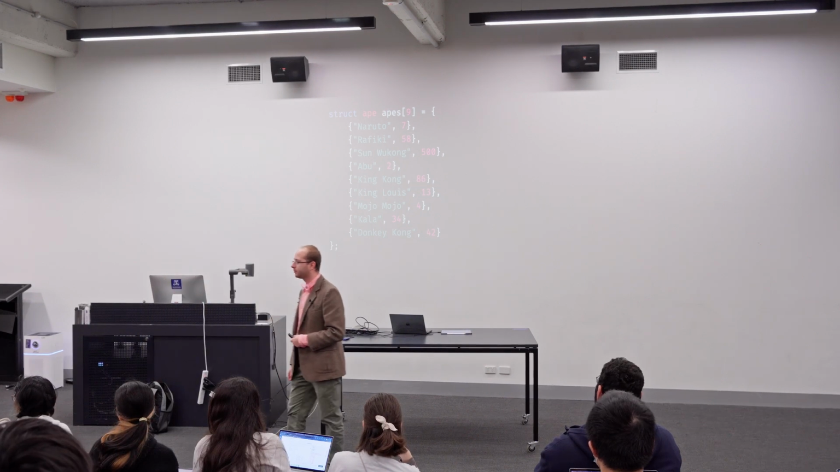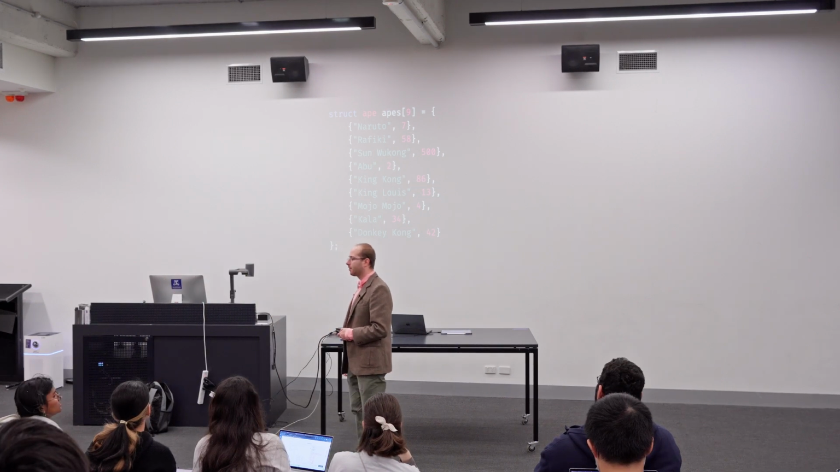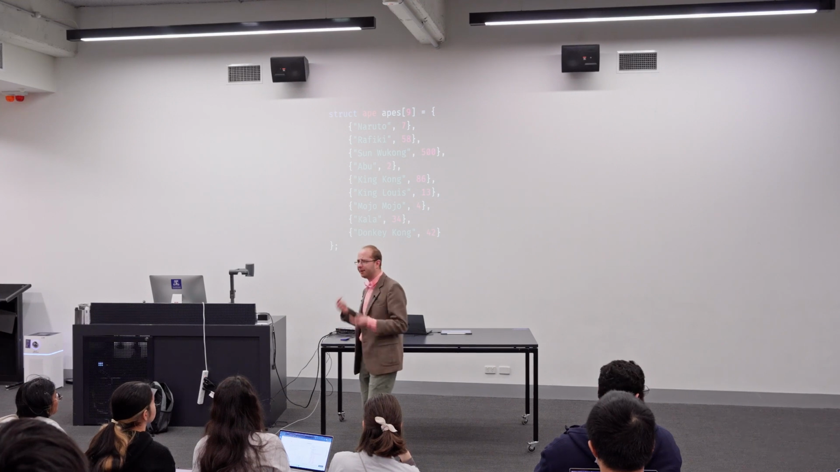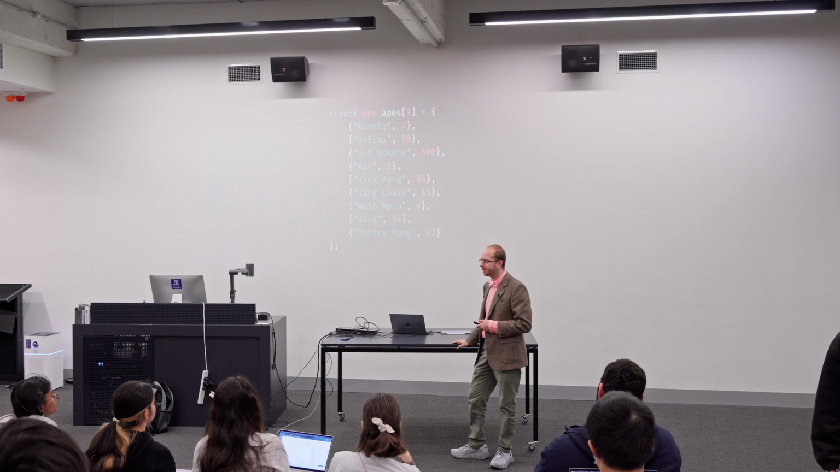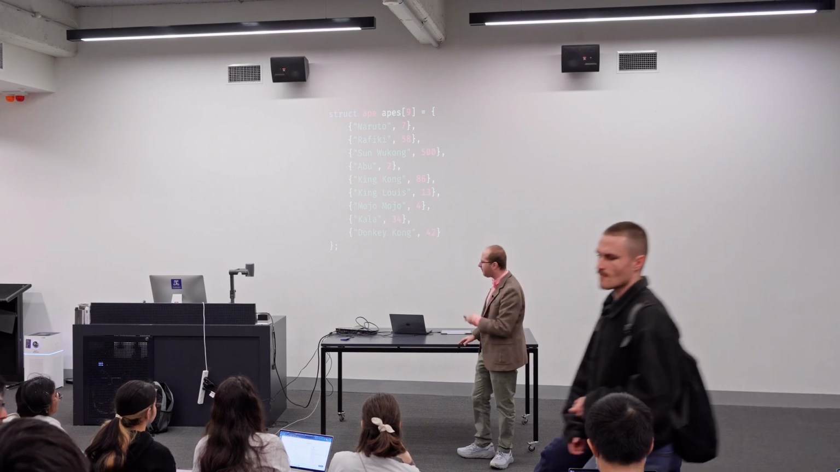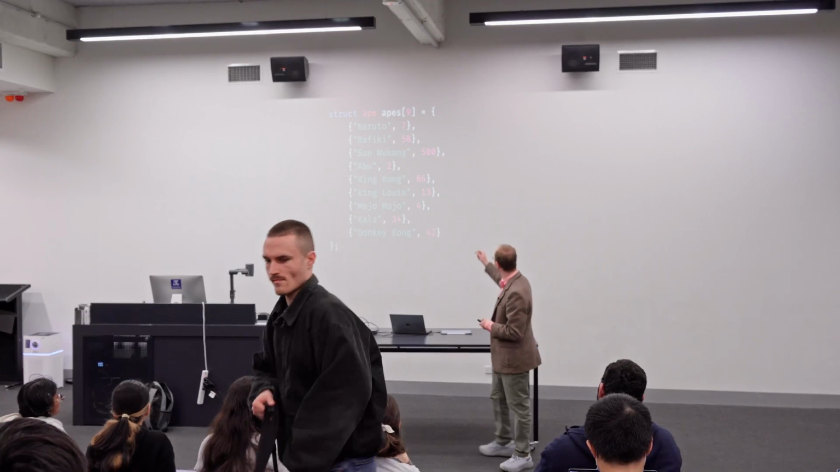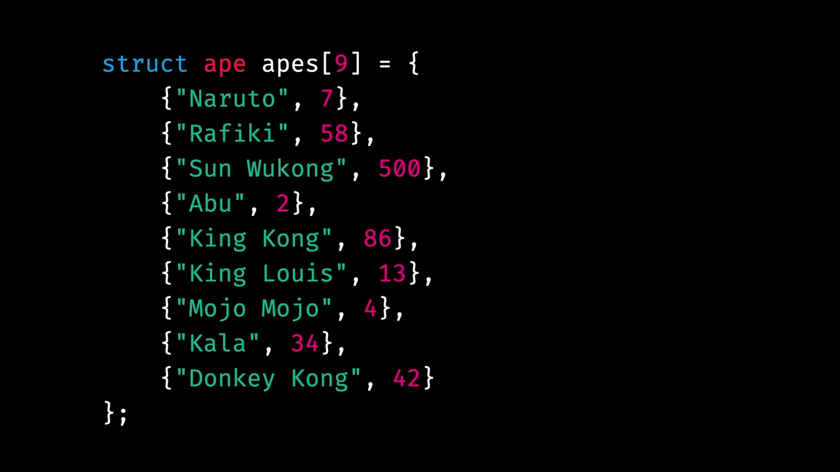The array is not sorted by the age. You can only just do linear search. So we could use linear search. Remind me what that is. What do I do? Check age entry, iterative. Yeah, I go one by one down the list. And so I get to King Kong, he's 86. I get to King Louis, he's 13. I found my 13-year-old ape.